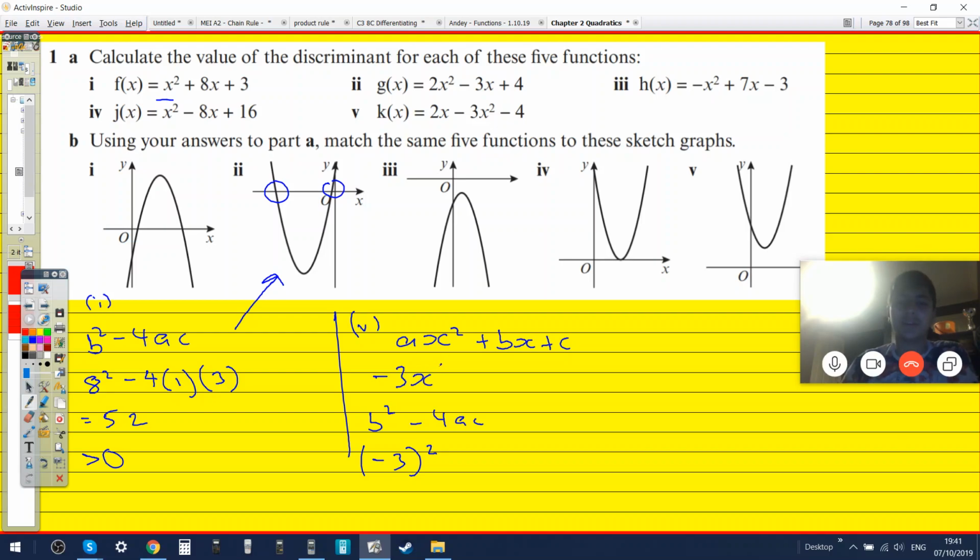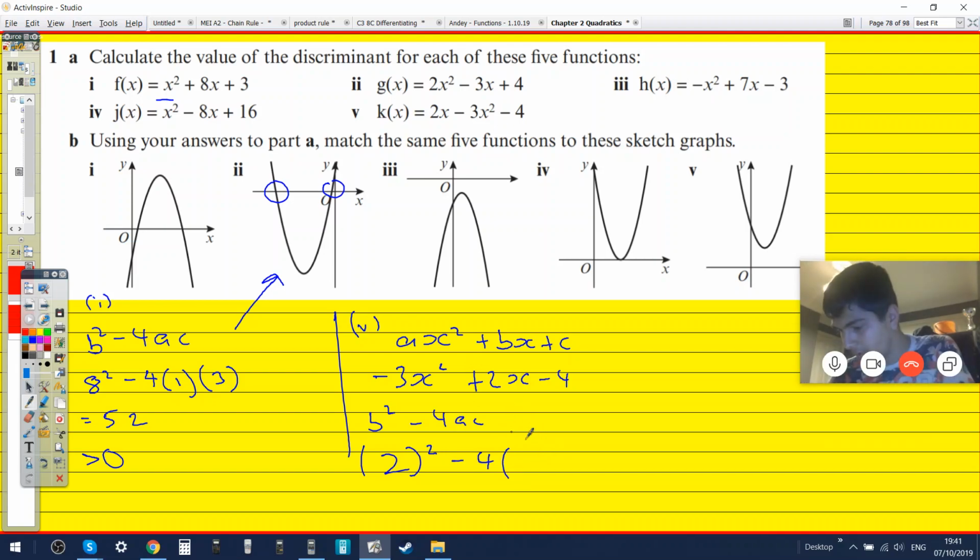Sorry, go on, do what you were doing. Yeah. So will it be b squared minus 4ac? So 2 squared? Yeah. Minus 4? So 2 squared minus, and then brackets. Oh no, minus 4, and then brackets minus 3, bracket minus 4.